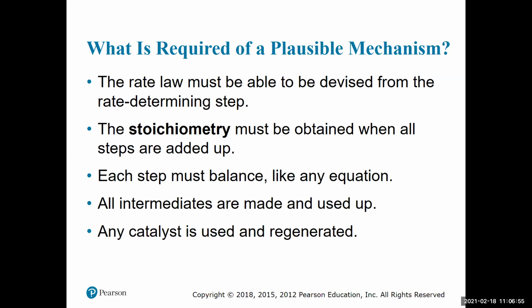Any intermediates that you form, and we'll have some examples of this in a little bit, you make them and then you use them up. And that just means those intermediates can't show up in that final balanced reaction. And then finally, if you are using a catalyst, the catalyst participates in the reaction, but it can't show up in the products, the molecules. So if you have, for instance, some platinum you're using as a catalyst, none of those product compounds can be platinum containing.